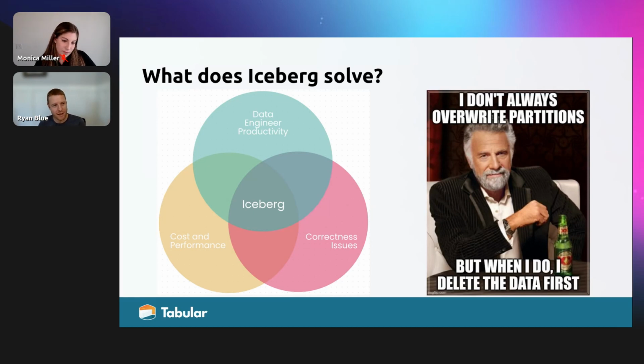The old table format, Hive, had correctness issues. As you see here, "I don't always overwrite partitions, but when I do, I delete the data first." You were left with a choice: do I delete the data and then replace it, or do I duplicate the data and then try to delete the old? There was no way to do that in a single operation so that readers were never affected by what you were doing. And that bled into problems of cost and performance and all sorts of issues.